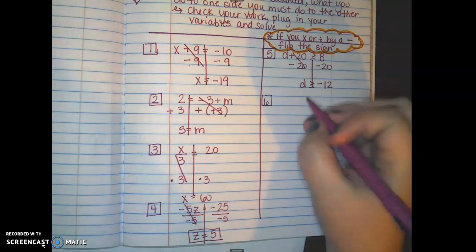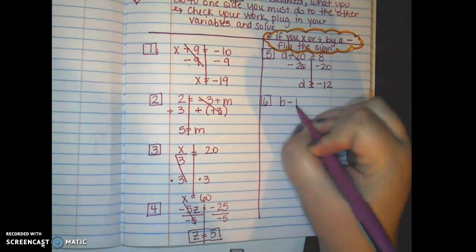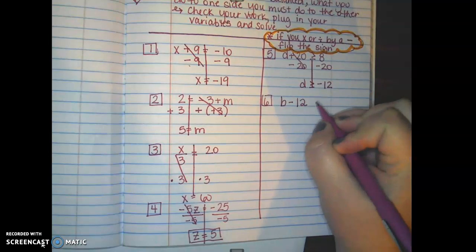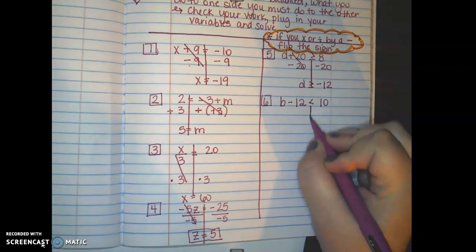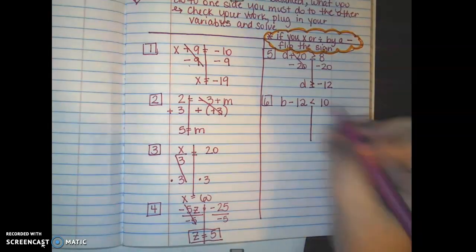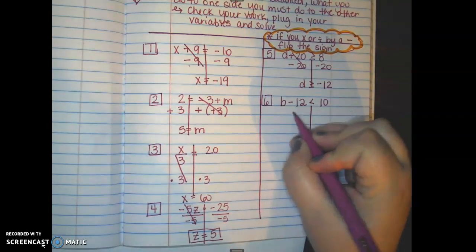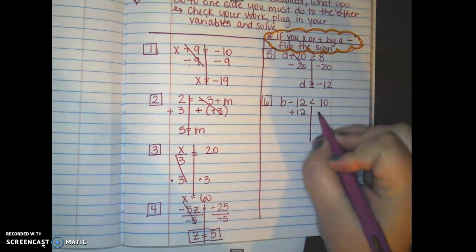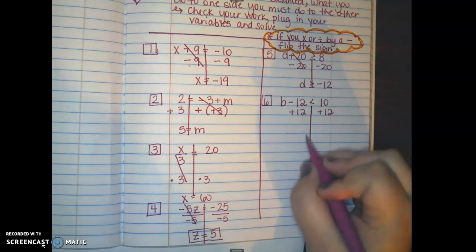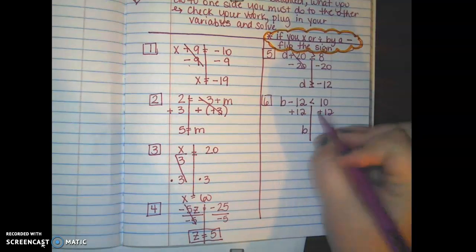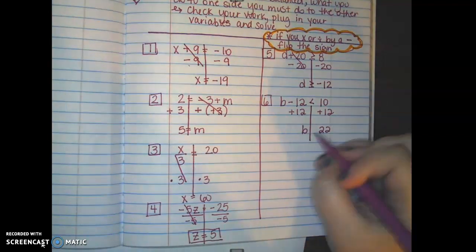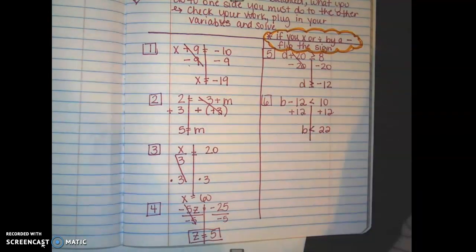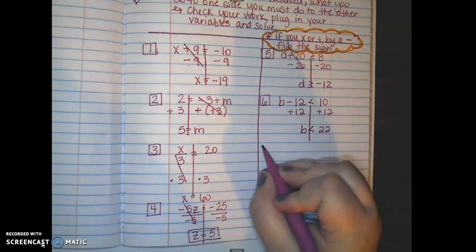So let's look at number 6. Number 6 is b minus 12 is less than 10. So we're going to draw a line. The opposite of subtracting 12 is adding 12, the inverse. So keep my b. 10 plus 12 is 22. And I did not multiply or divide by a negative, so my sign is going to stay the same. All right, let's look at number 7.